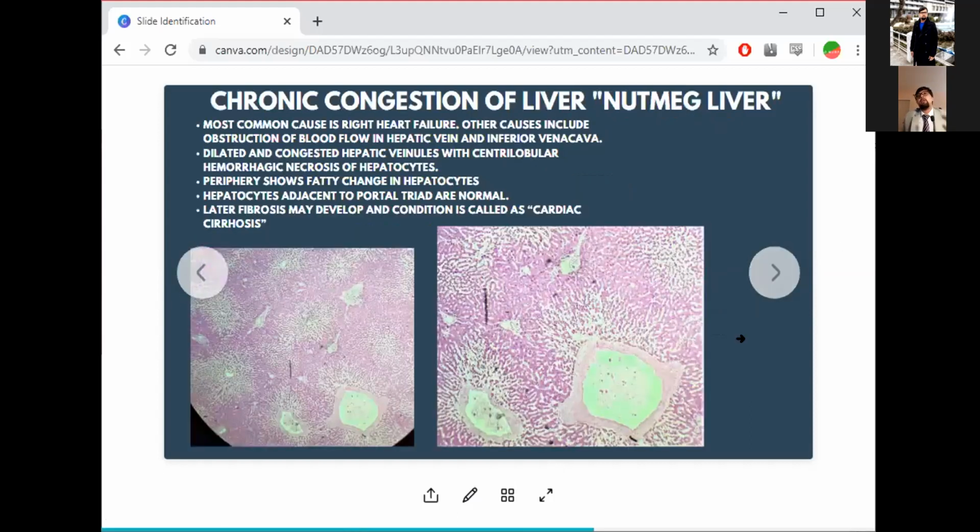Third, you have chronic congestion. Chronic congestion shows widened central vein. It shows widened sinusoids. It shows dilated hepatic venules. It also shows hemorrhagic necrosis of the hepatocytes, which you can see here, right? We also looked at this and we saw that many more sinusoids, more greatly spread, happens only in chronic congestion.